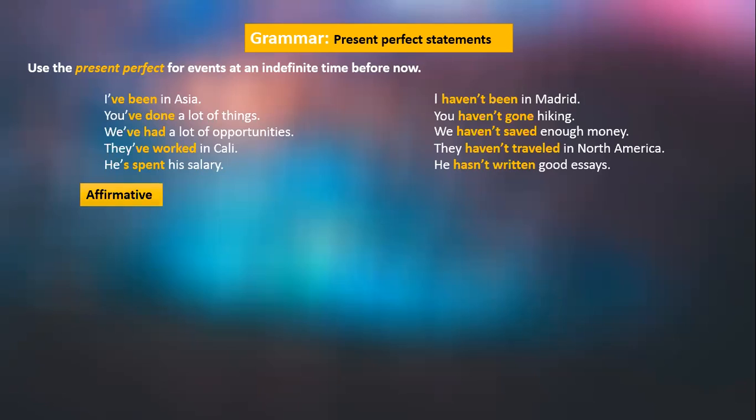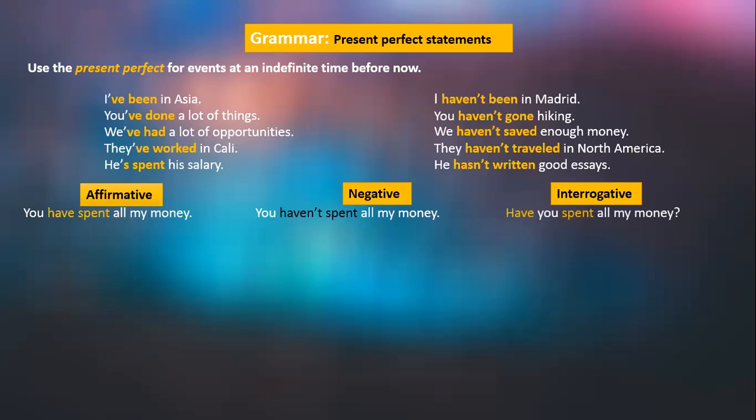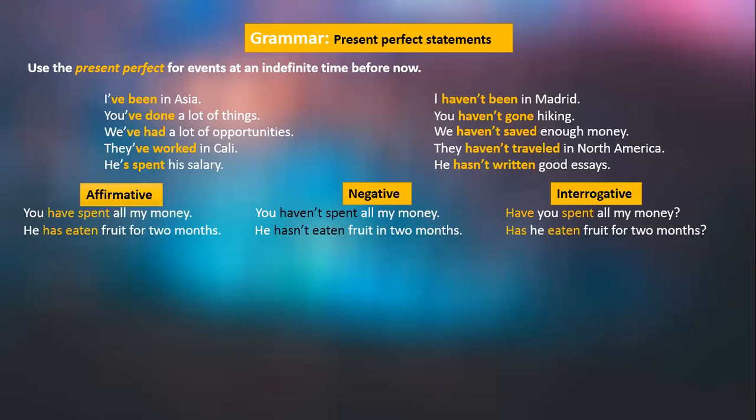So in affirmative sentences, we can say, you have spent all my money. This same sentence in a negative form could be, you haven't spent all my money. Have you spent all my money? He has eaten fruit for 2 months. He hasn't eaten fruit in 2 months. Has he eaten fruit for 2 months? They've bought cars since 2012. They've not bought cars since 2012. Have they bought cars since 2012?